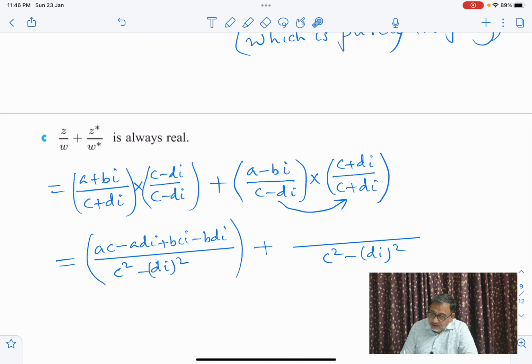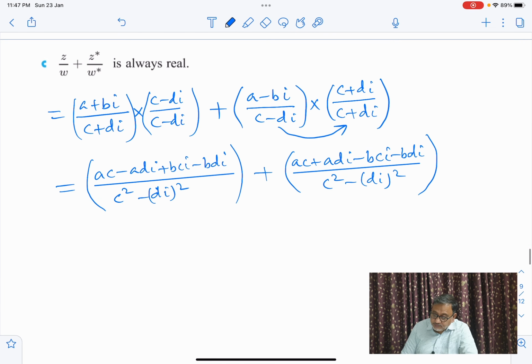Now numerator again the same way, AC plus ADI. So AC plus ADI. Then minus BCI minus BDI. So this is together. Okay. Now both the denominators are same. So I can club them together. So I will write them together. Now what is the denominator? C square minus DI square.